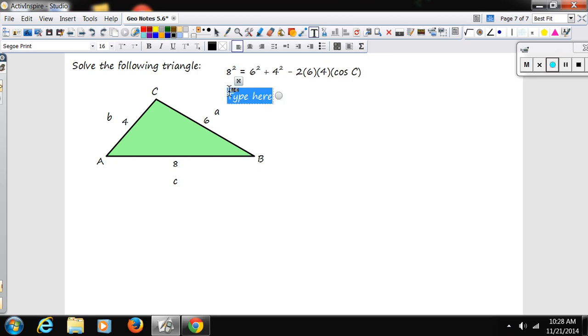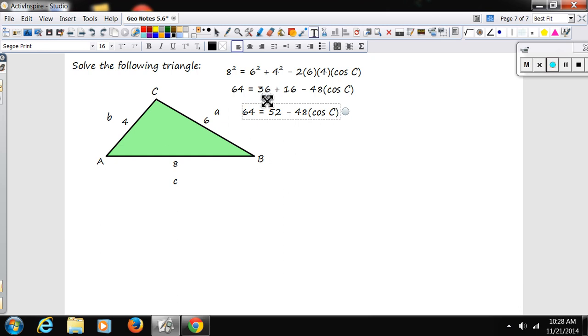So let's just multiply, or do our squares. We got 64, we got 36, we got 16. Negative 2 times 6 times 4 is negative 48. And then we still have cosine of C. That one we don't know yet. How do I get cosine of C by itself? This is where your Algebra 1 skills come in handy. You've got to combine these first, right? And then subtract it from 64. So you're going to get 64 equals 52, what you get when you add those together, minus 48 times the cosine of C.